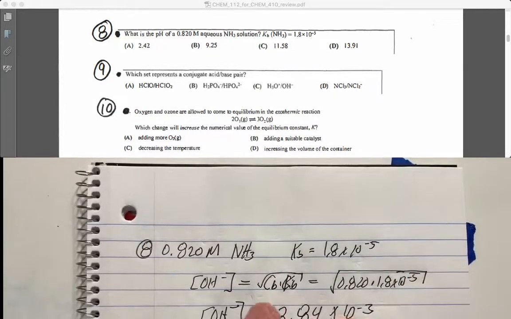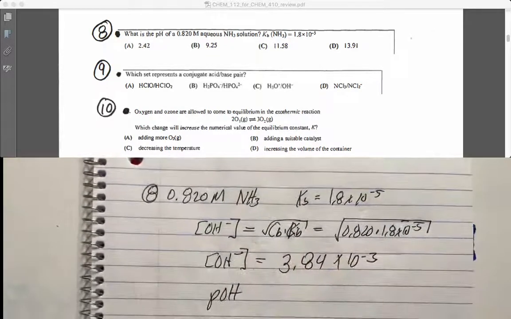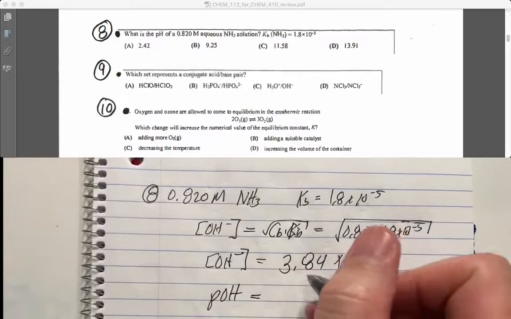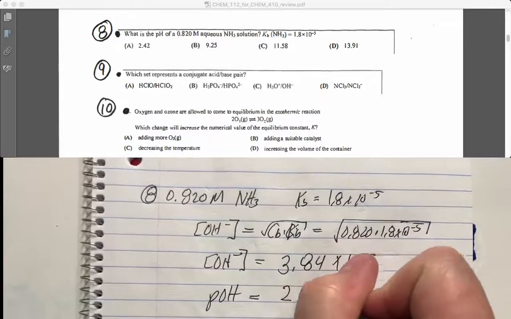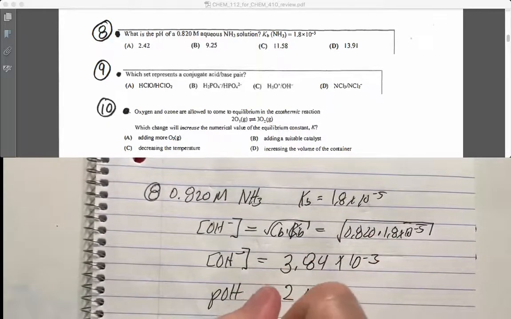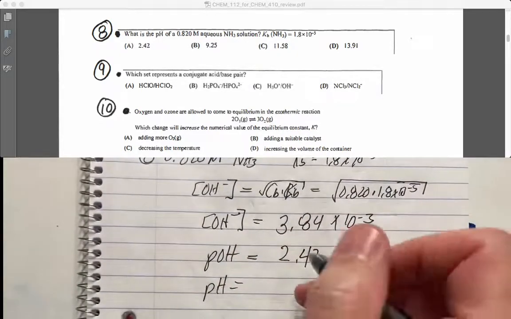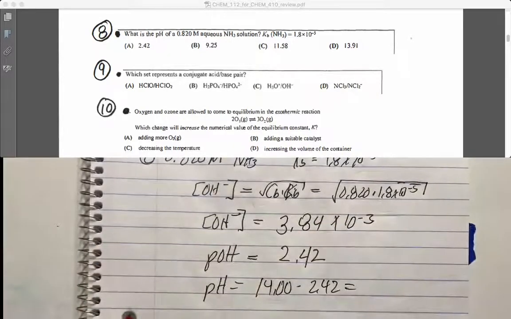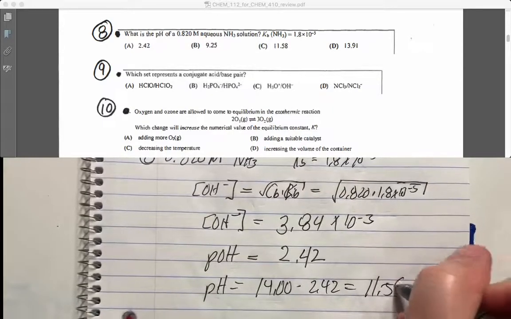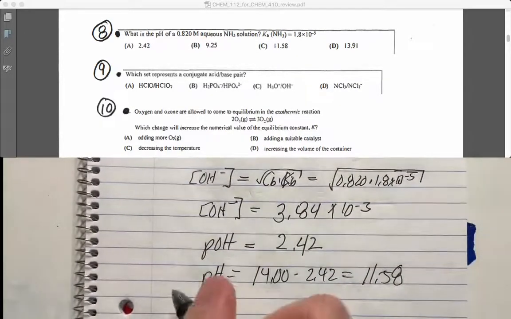(3.84 times 10 to the minus 3.) I'm going to go straight on to pOH. So minus log of this number, still have it in my calculator, minus log of the previous answer, 2.42, and then pH is going to equal 14 minus 2.42. (7.58).